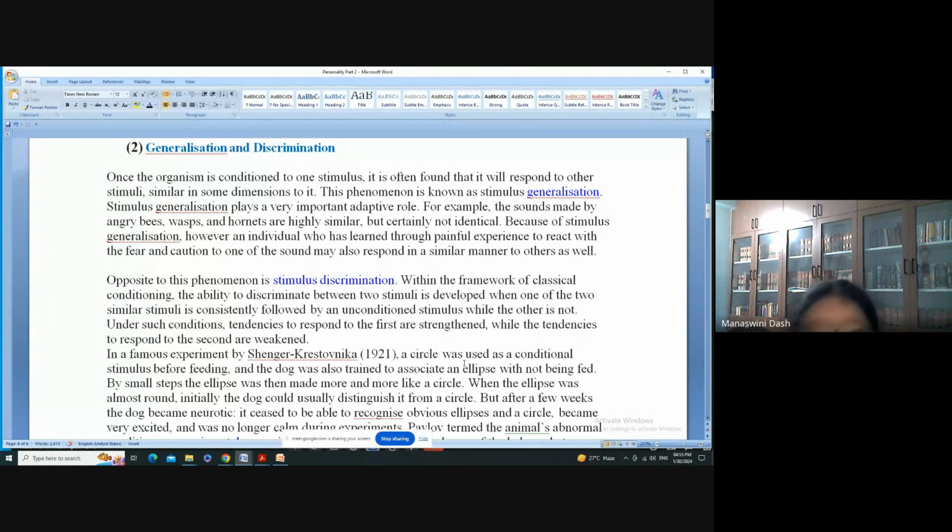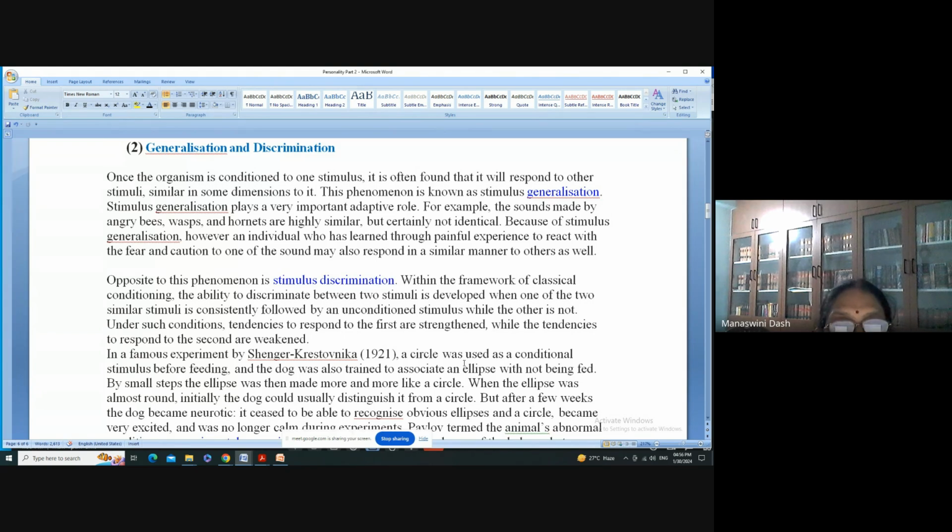Stimulus generalization plays a very important adaptive role. For example, the sounds made by angry bees, wasps are highly similar, but certainly not identical. Because of stimulus generalization, we have learned through painful experience of their bite, we learn to react with fear and we attempt to run away.